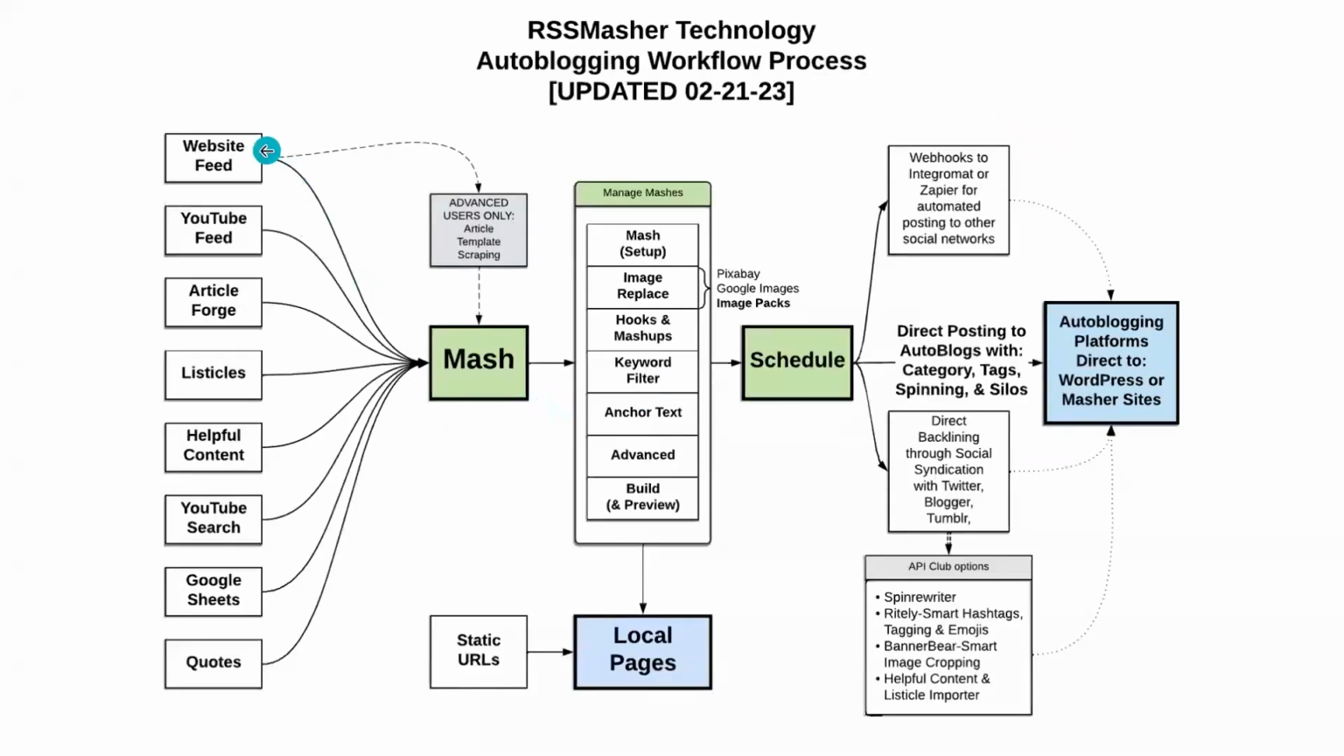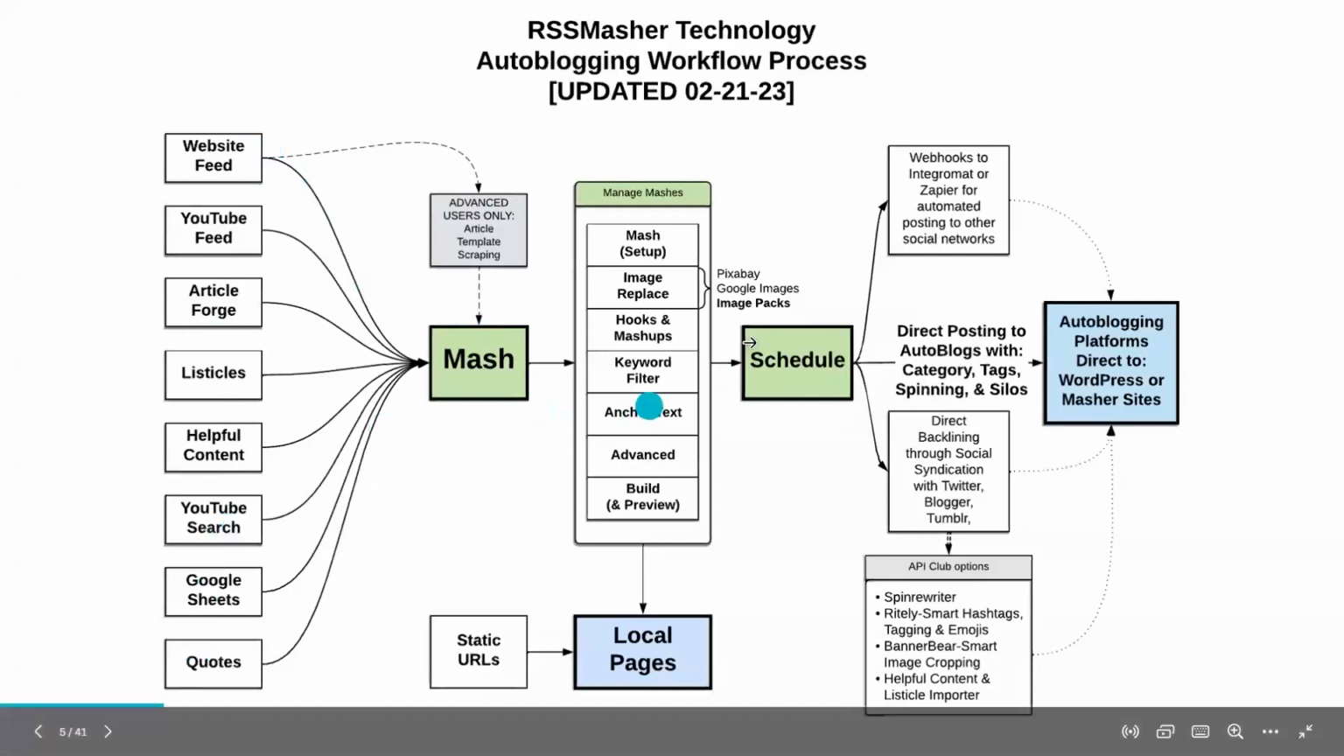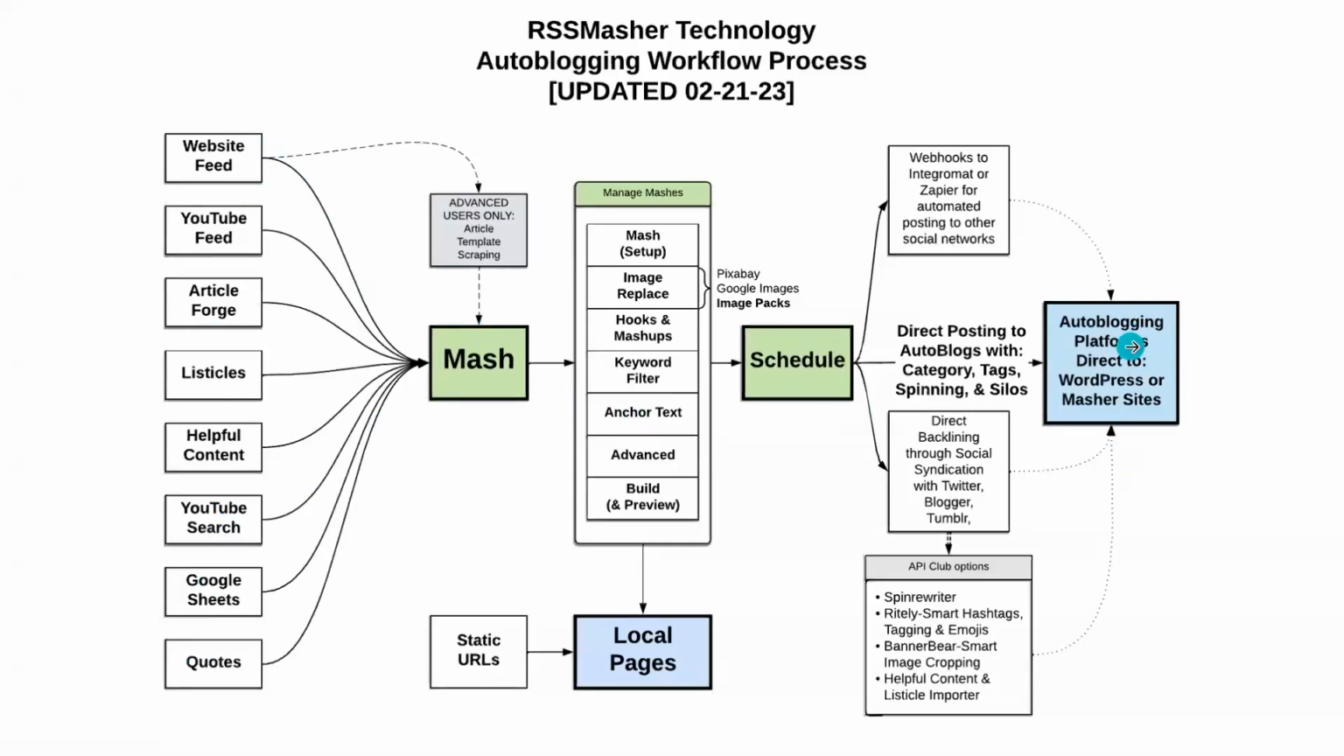Now, I'm going to break these boxes down into their individual parts for you, okay? So we still have the feeds, we still have the mash, we still have the schedule, and we're still going to a blog post. But inside the mash, here's the breakdown. We do the setup of the mash, we name it, put it in a folder, give it specific directions. We may even do image replace with Pixabay, Google, or you can put your own images. I use my own images all the time. We could do hooks, money hooks at the top, bottom of a mashup.